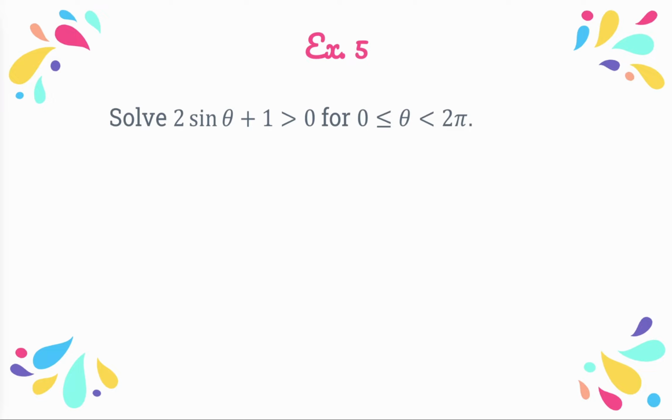Solve. 2 sine theta plus 1 is greater than 0 for theta between 0 and 2 pi. So we solve this the same way. Subtract 1 from both sides. 2 sine theta is greater than negative 1. Divide by 2. Sine theta is greater than negative 1/2.